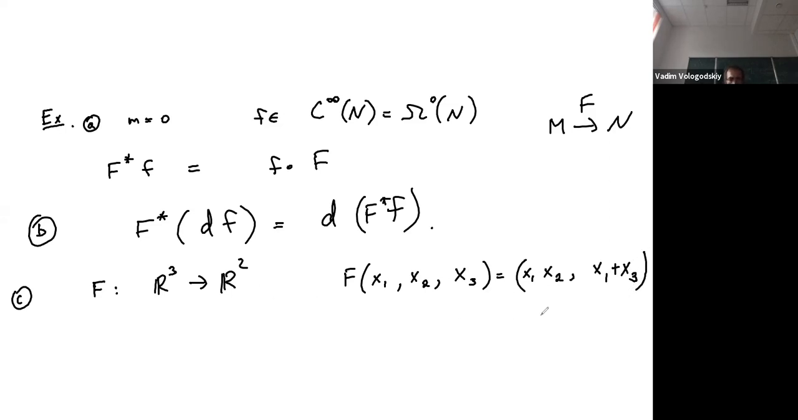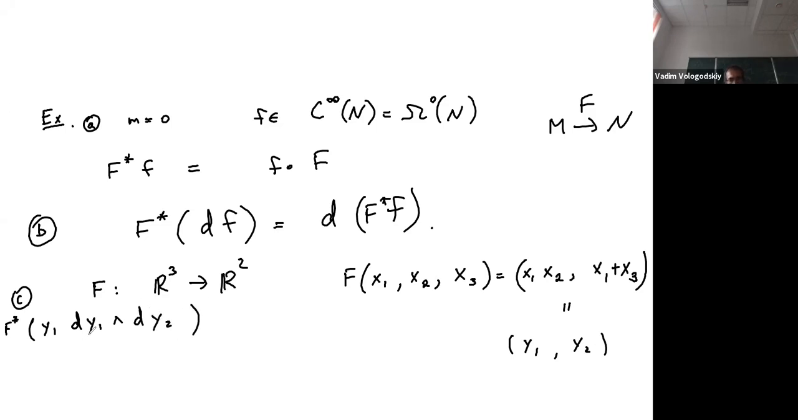So I use, I call it coordinates here, y1 and y2. Coordinates on R2 and coordinates on R3 are going to be x1, x2, and x3. So let's compute f upper star of the differential form y1 dy1 wedge dy2.